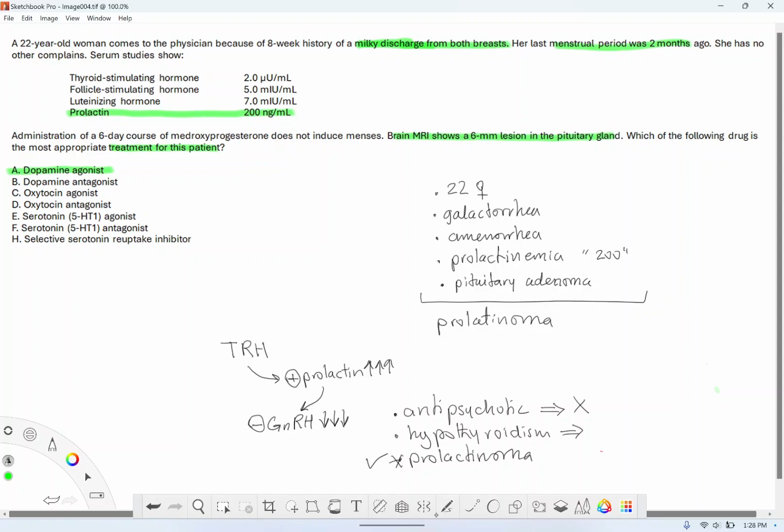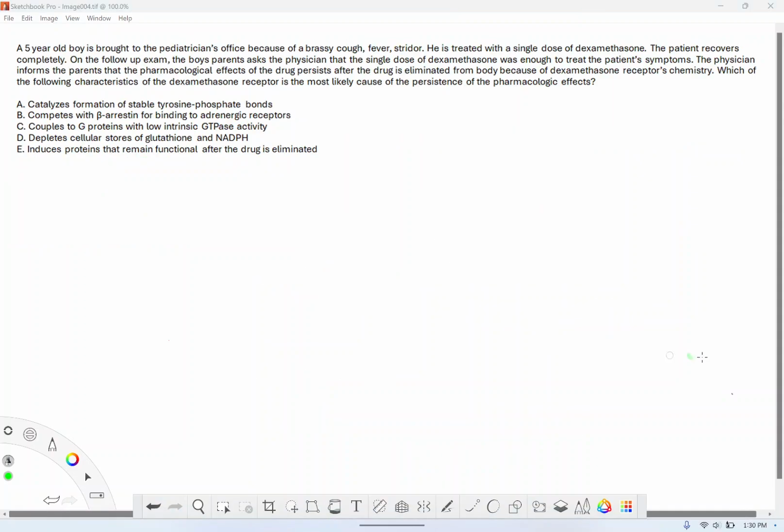So first you have to diagnose, then do treatment. Diagnosis prolactinoma, and the treatment is what? Treatment is dopamine agonist, which is bromocriptine. Bromocriptine is the medication. Let me write it down. You can use bromocriptine. Okay, you can use this for it. All right, let's go to our next question.